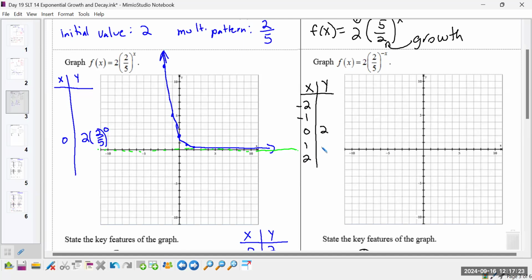This is 2. This is going to be 5. This is going to be 25. This is 12.5. Now, -1, that's going to take it back to 2/5. This is going to become 4/5. And then this one will be times 2/5. It's going to be 8/25.